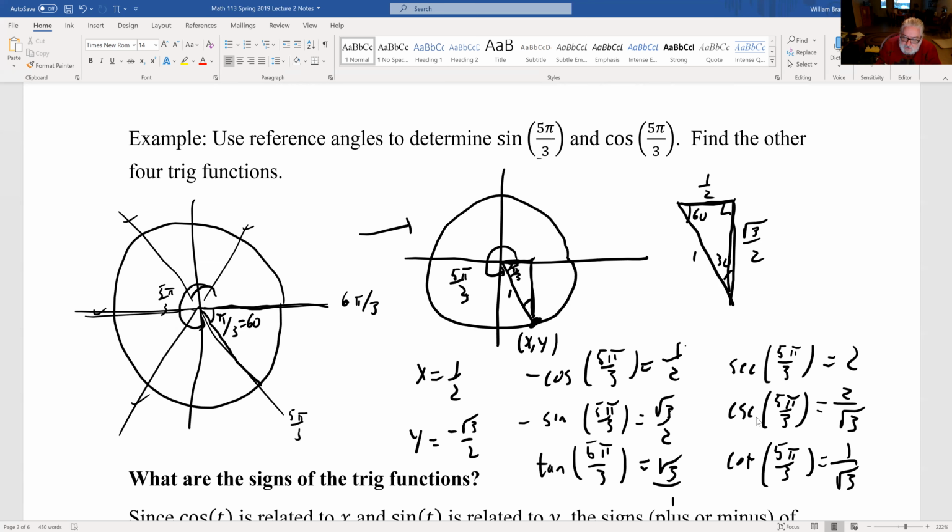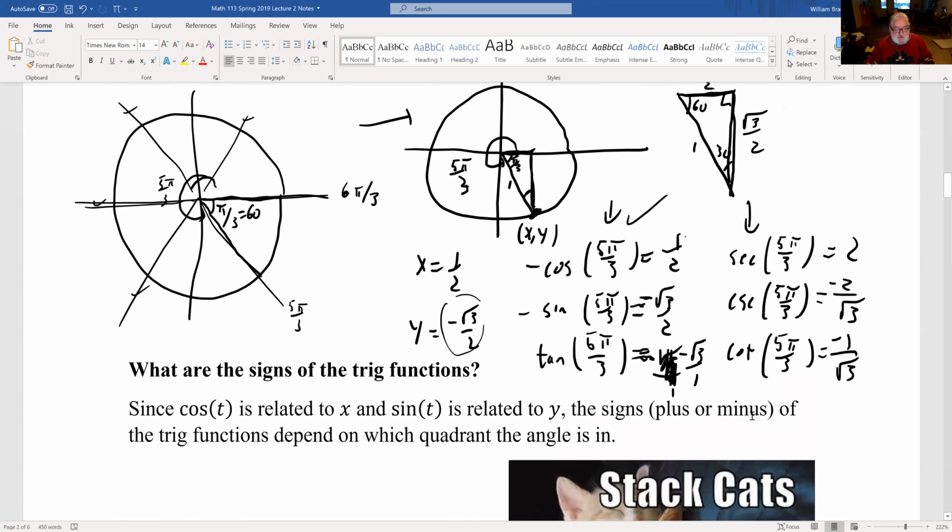And sine should have a minus sign on it, and so should tangent, because sine equals minus square root of 3 over 2, tangent equals minus square root of 3 over 1. Because this y value is negative, so my cosecant is also negative, and my cotangent is also negative. So these three are reciprocals of these three. So these are the primary ones, cosine, sine, and tangent.